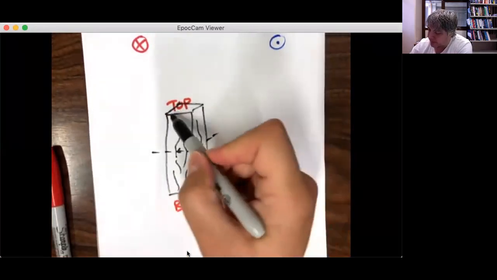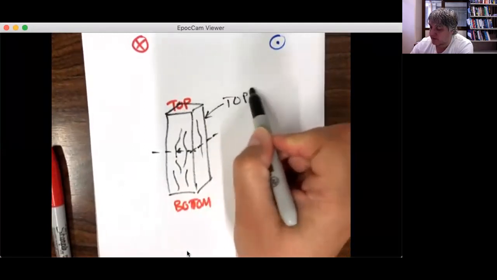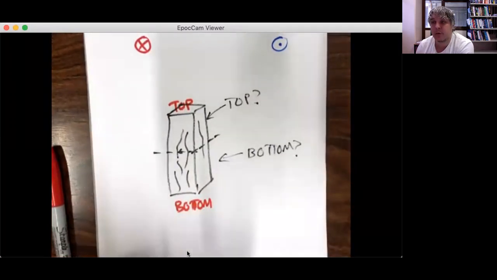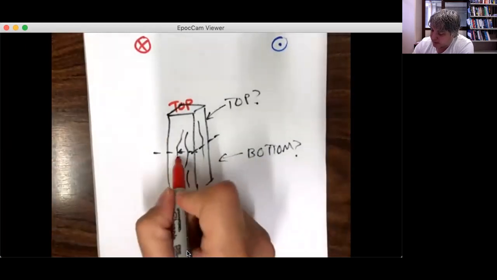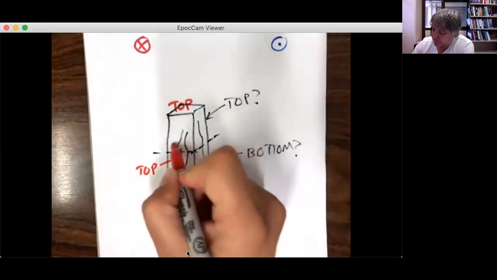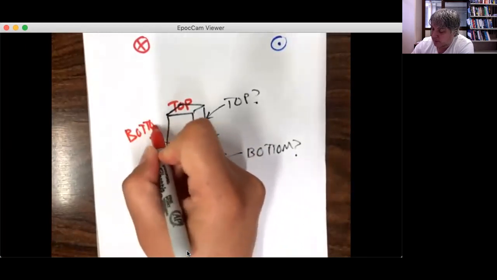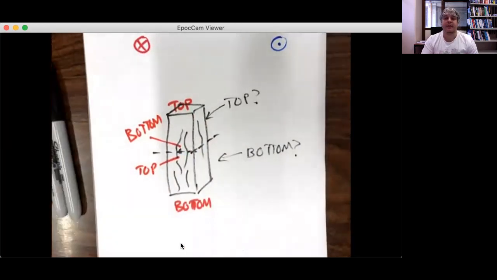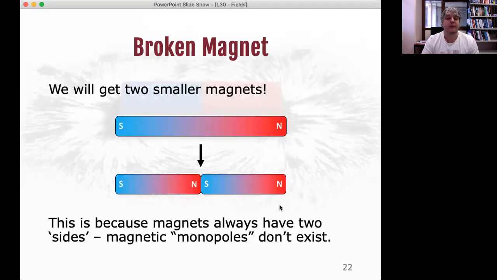What do you have now? Do you have a piece of wood that is just a top? Is this just a top piece of wood and this is just a bottom piece of wood? No, you don't. You have two new blocks of wood. Each one has its own bottom and top. So this part here is now the top of this block, and this part here is now the bottom of this block. It's the exact same thing with magnets, right? Magnets always have essentially a top and a bottom. So you can think about them as that, if that helps. But if you break a magnet in half, you are left with two smaller magnets, a north and a south on each.